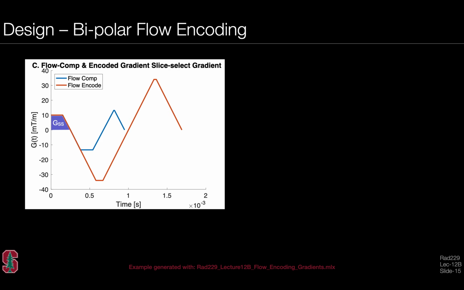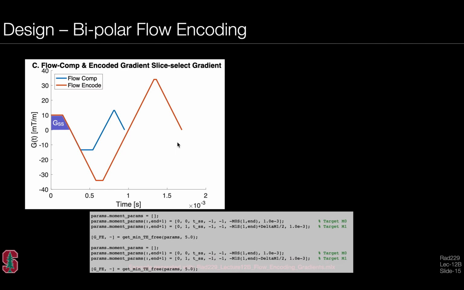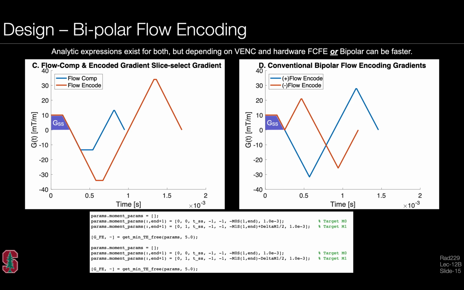So this is the same example that we just showed. This is the flow compensated gradient waveform and the flow encoded gradient waveform, again designed using just those analytic algebraic expressions. And by comparison, in this case here, and we'll go through this in the live lecture, we can use some minimization functions to actually design the gradient waveforms to produce equal amounts of M1. So here we can see that the M1 that we need is half on the first set of gradients, and an equal and opposite amount of M1 is on the second gradient waveform. And the consequence is something like this.